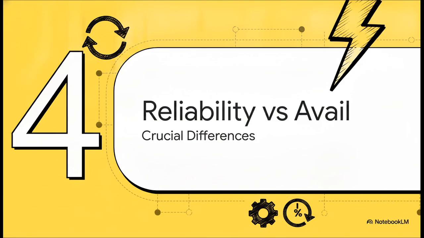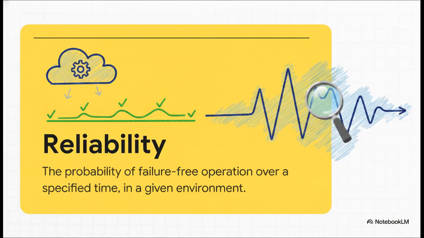Which brings us to part 4, reliability versus availability. Okay, this is really the climax of our explainer today. First-time students constantly confuse these two vital metrics, but they measure entirely different things. Let's define them super clearly. Reliability is the probability of failure-free operation over a specified time in a given environment. The crucial thing to remember here is that reliability focuses on whether the software is delivering correct, failure-free results over a continuous span of time.